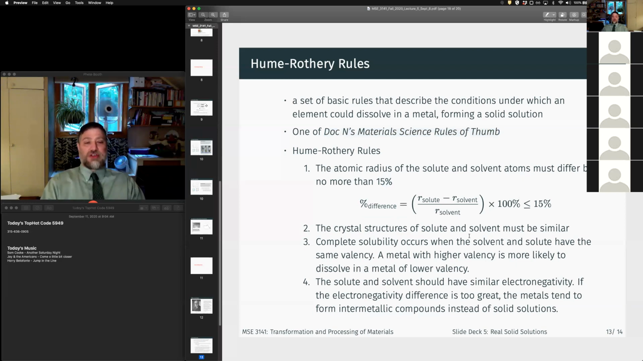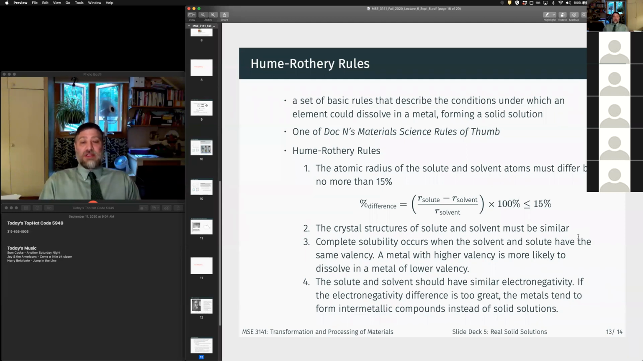The crystal structure of the solute and the solvent should be similar. We're more likely to get a solid solution between two FCC metals than between an FCC and a BCC. They should also have similar valency. When the electronic structure is similar, you're less likely to have covalent bonds that form.